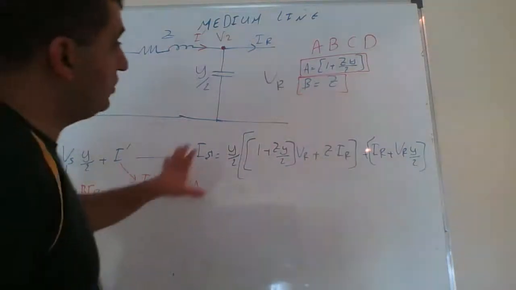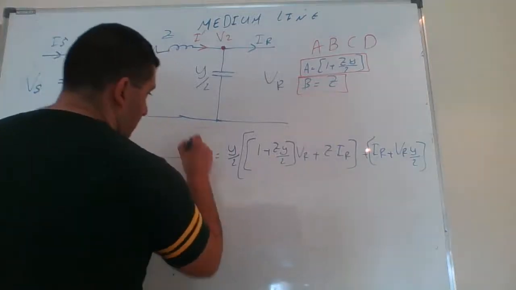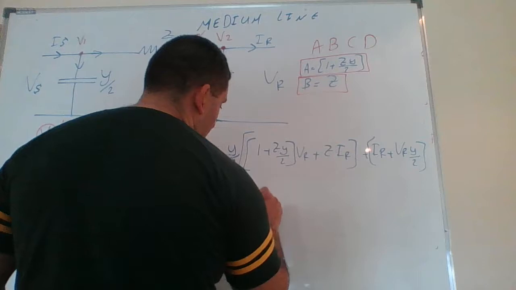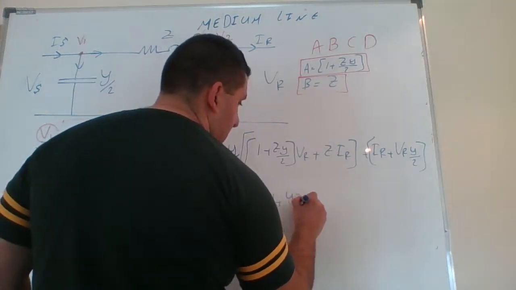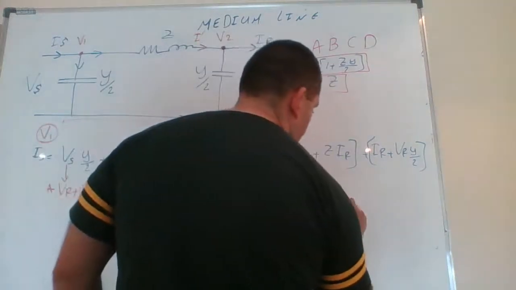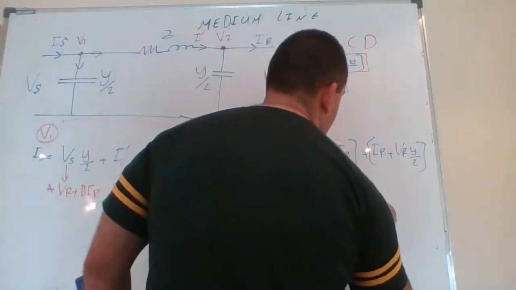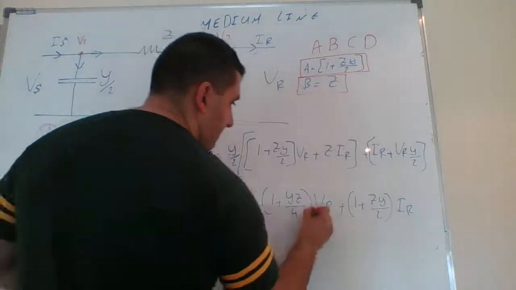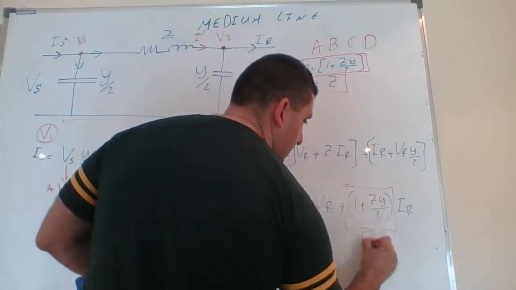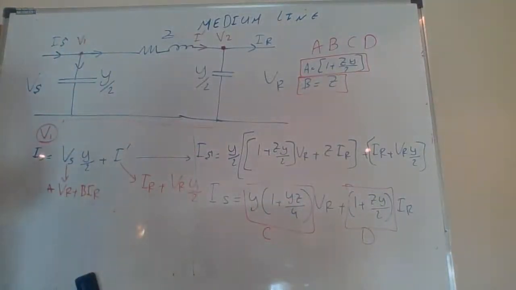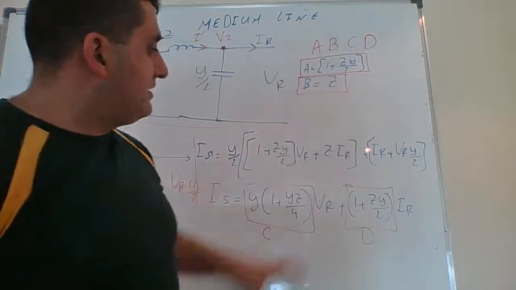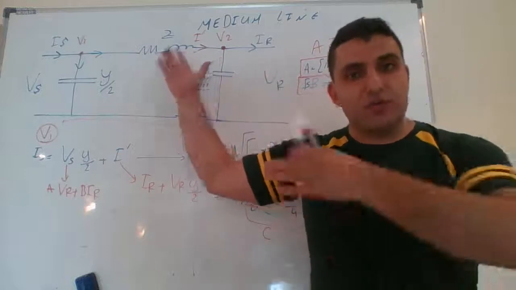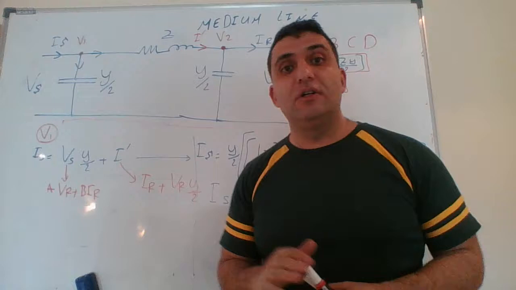If I go ahead now, I will end up with IS equal to Y times (1 plus YZ over 4) VR plus (1 plus ZY over 2) IR, where this represents C and this represents D. So now I've already found the parameters A, B, C, D for a medium transmission line network by performing nodal analysis, or I can also use mesh analysis on the circuit of a medium transmission line.